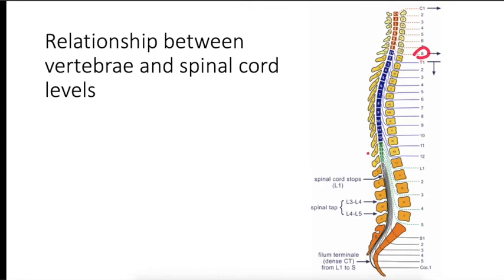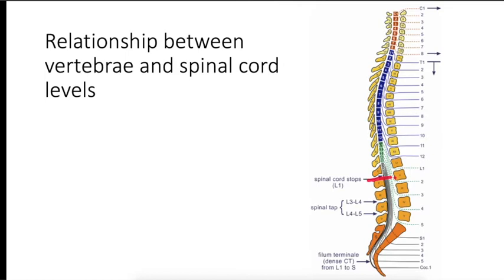Okay, another important thing, the relationship between the vertebral column and the spinal cord. At birth, the spinal cord and the vertebral column are about the same length, and as you grow, your spinal cord grows less than your vertebral column, than the bones do. And so by the time you reach adulthood, your spinal cord is shorter, and it actually ends right about at L1, L2 vertebrae. That's the end of your spinal cord, the nervous tissue.